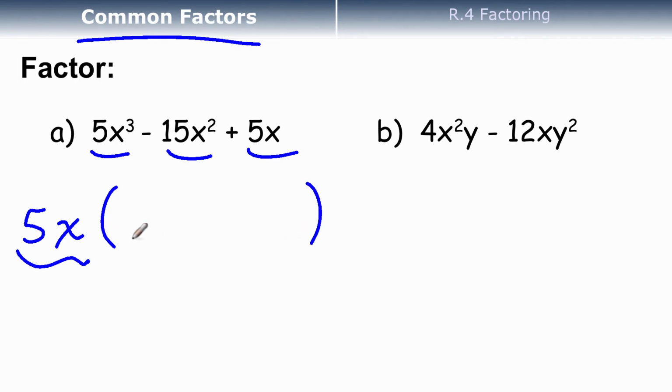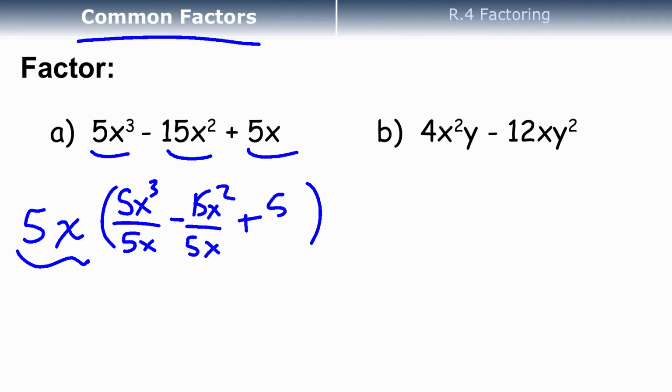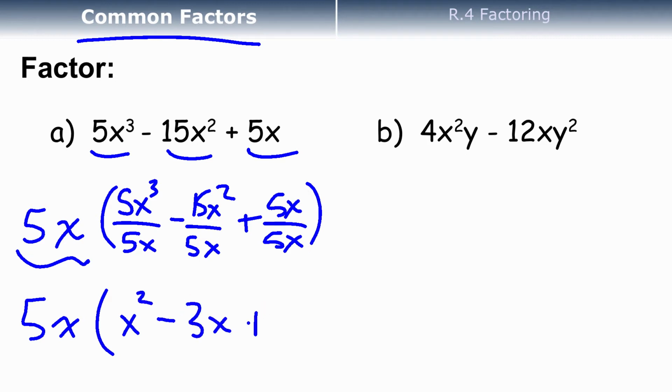Now here, what I put here is what I get when I divide each term by 5x. Really, if you wanted to, you could write that in: 5x cubed divided by the 5x, 15x squared divided by the 5x, or 5x divided by the 5x. Typically, we don't write this, but this is what we're doing in our head. So if I simplify each of these in turn, this would be an x squared, minus, this would be a 3x, and this one here would be a 1.